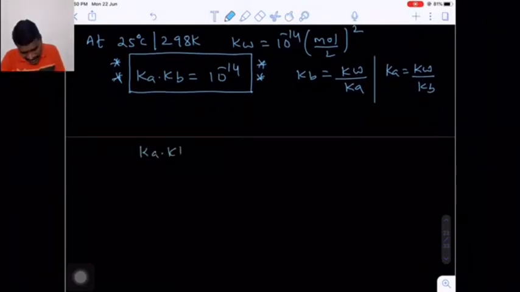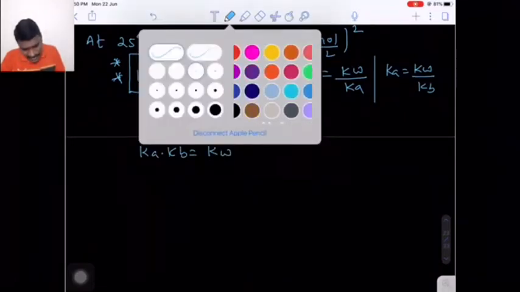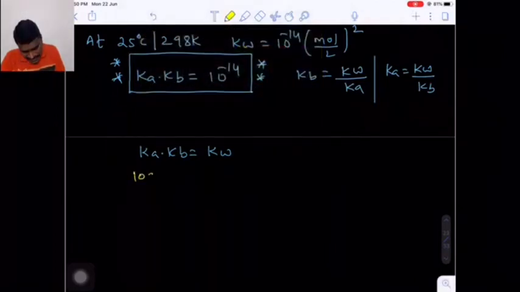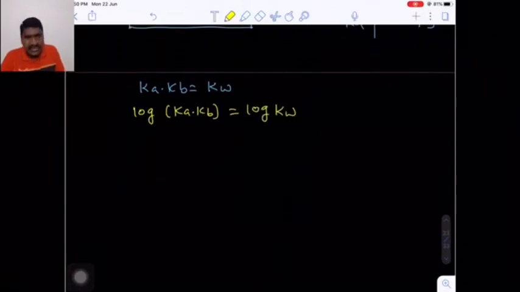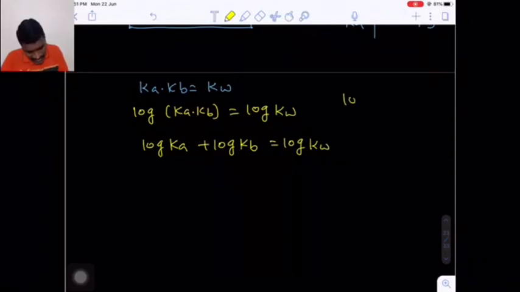Now here, Ka multiplied by Kb will be equal to what? Kw. Now what I am doing, I am applying logarithm on both sides. Log of Ka multiplied by Kb will be equal to log of Kw. Do you know logarithm of A into B? Log A plus log B. So shall I write log of Ka plus log of Kb will be equal to log of Kw.